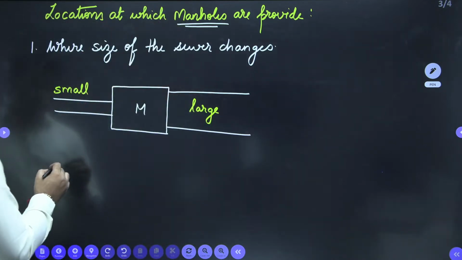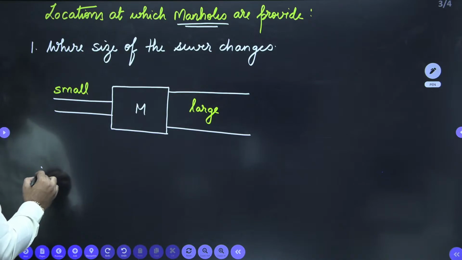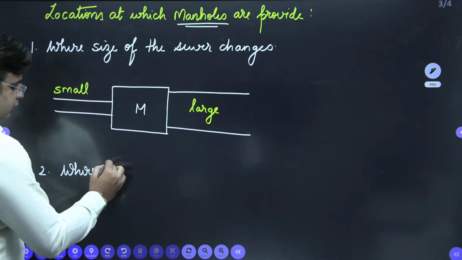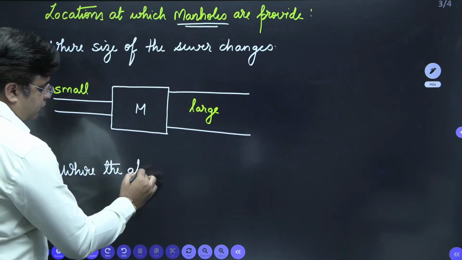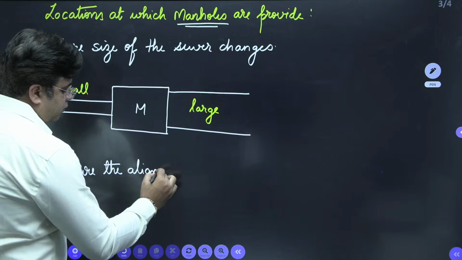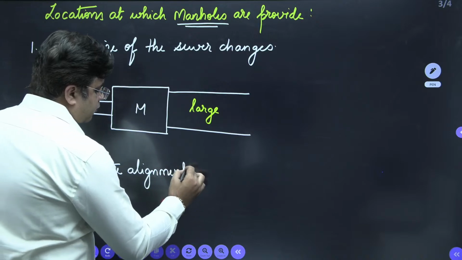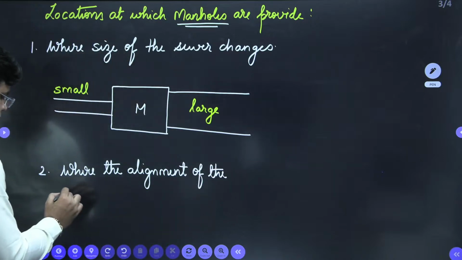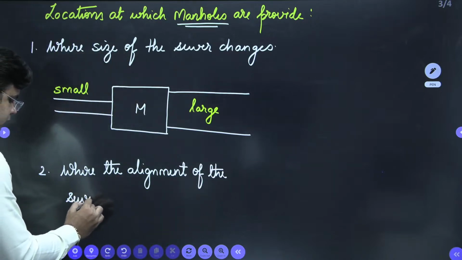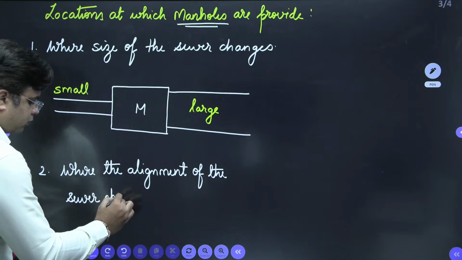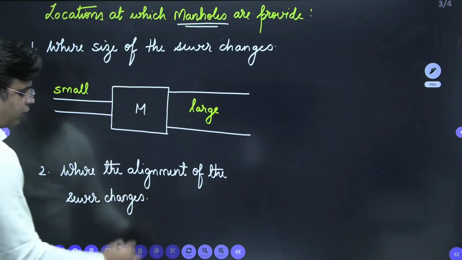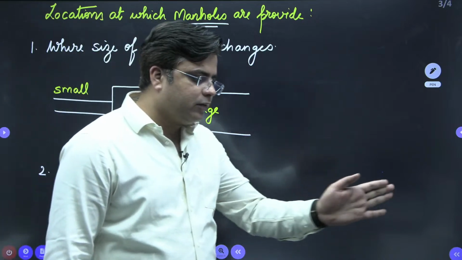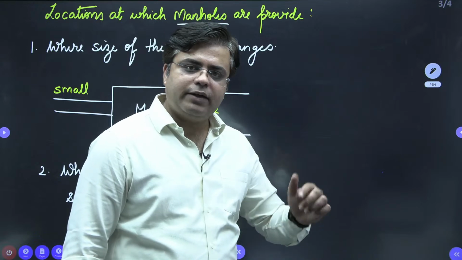The second location where we provide the manhole is where the alignment of the sewer changes. This is the second location where we provide the manhole. For example, wherever the direction of the sewer is going to change, there we will provide a manhole.